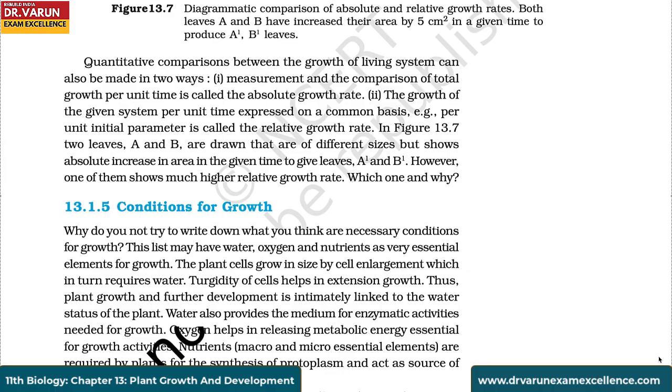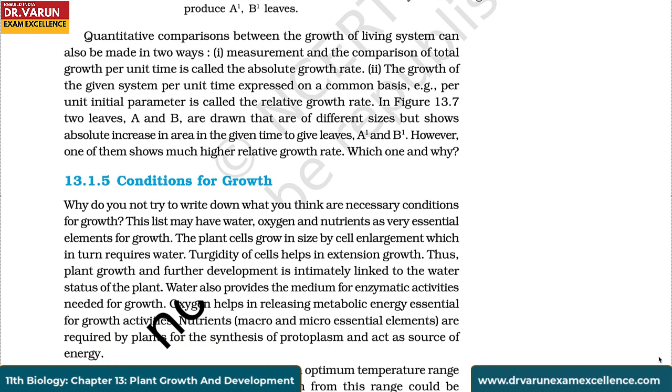In figure 13.7, two leaves A and B are drawn that are of different sizes but show absolute increase in area in the given time to give leaves A prime and B prime. However, one of them shows much higher relative growth. Which one and why?